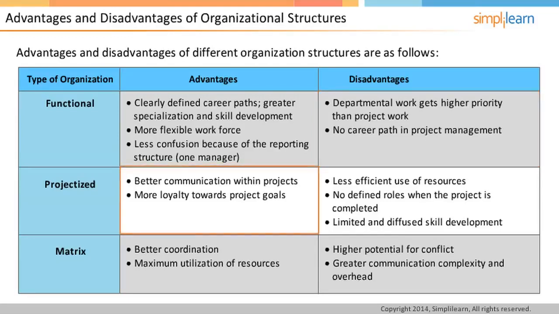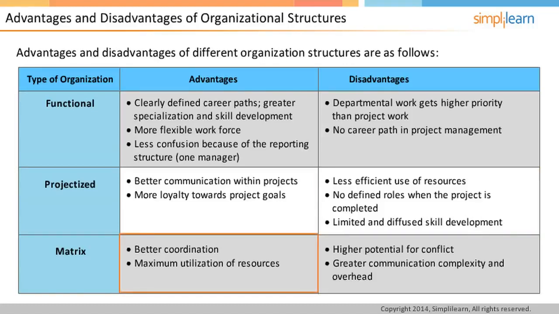In the case of the projectized organization, one of the clear advantages is better communication within the projects. Since project work is the only work team members are doing, it also leads to loyalty towards the project goals. The disadvantage of such organization type is the inefficient use of resources, because every project team has their own support function. Therefore, this might lead to the duplication of effort. It also leads to the resources being left with no work, since their roles are over once the project is completed. It also hampers skill development because the project requirements dictate what kind of work team members perform at different stages on a project. Now, let us look at the matrix organization.